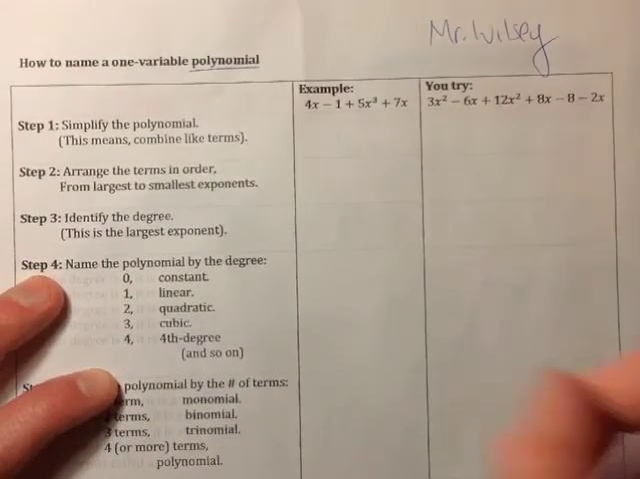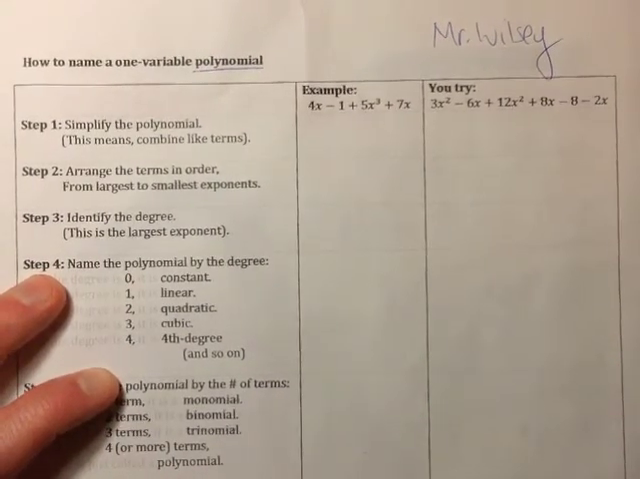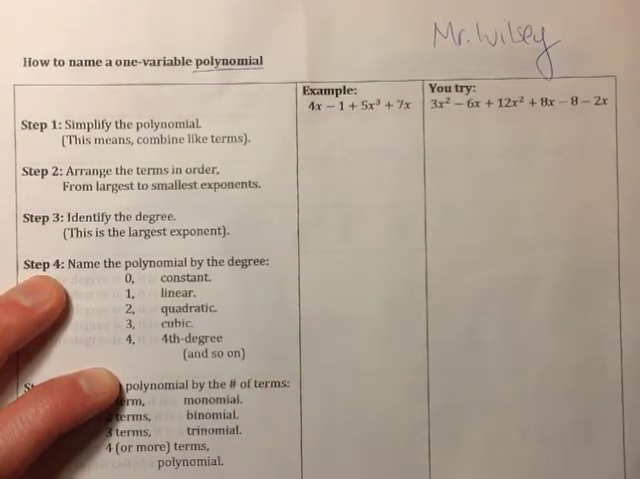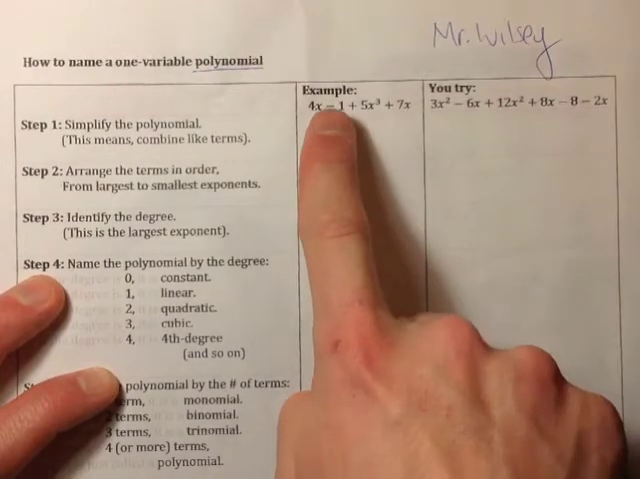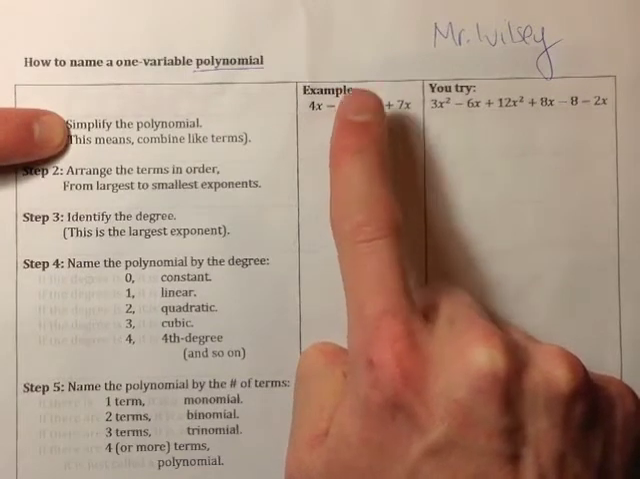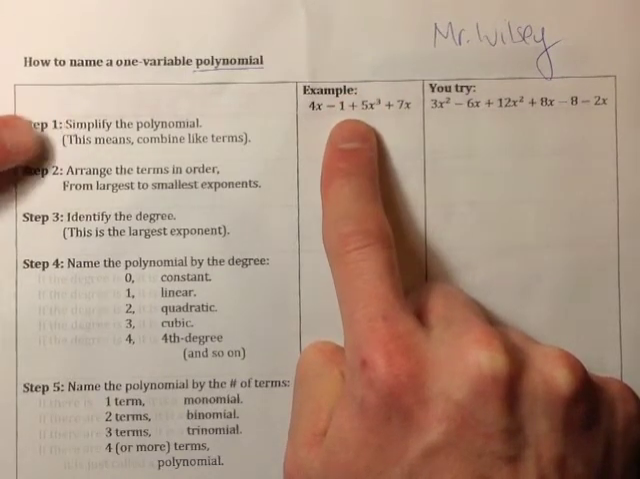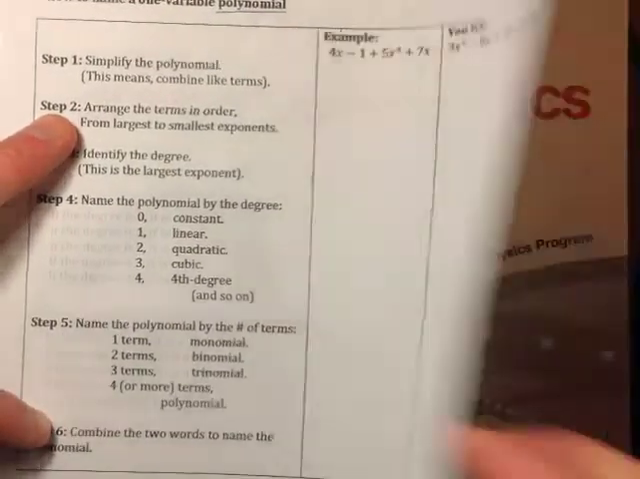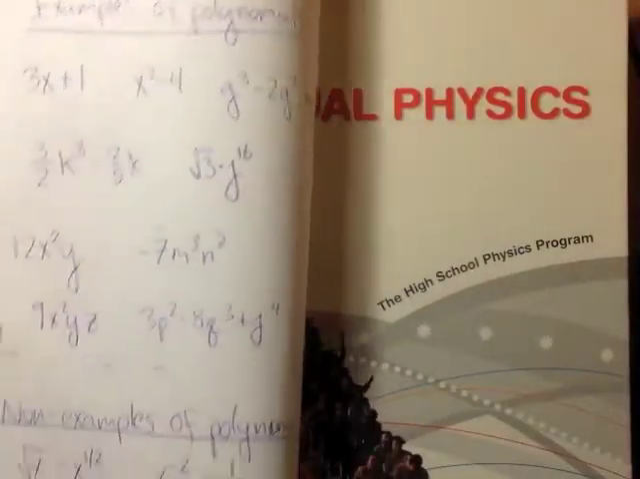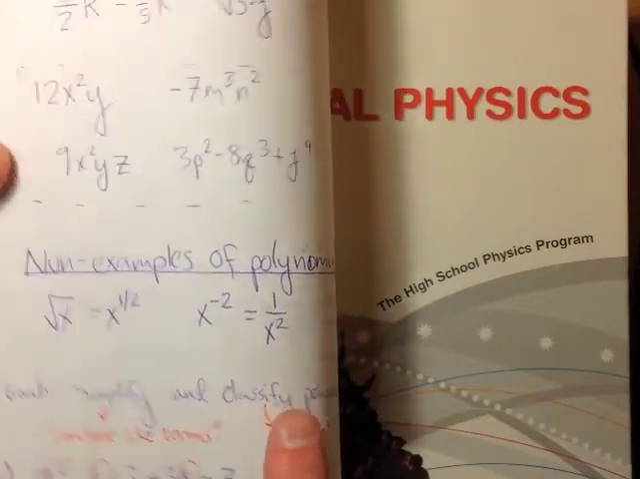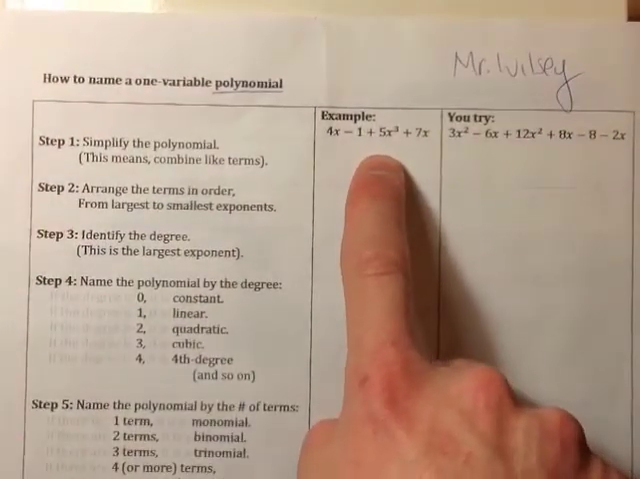Okay, let's say we are given a polynomial, like that one right there. So we're going to do an example here, and then you're going to try a similar example here. Now, here is our goal. We want to, first of all, simplify this polynomial, and then all of these steps are going to allow us to classify the polynomial. So we're going to simplify and classify that polynomial.